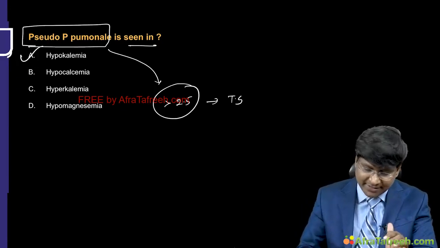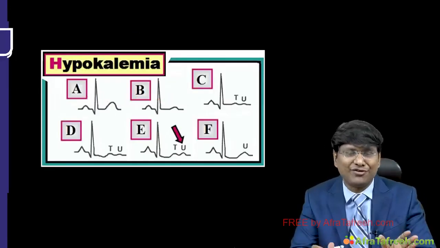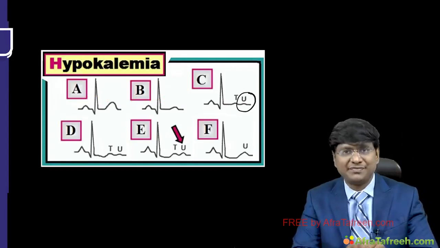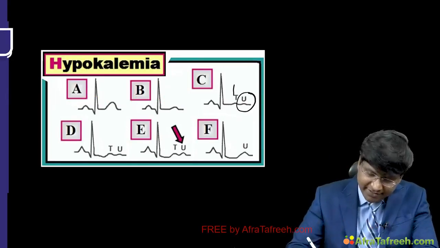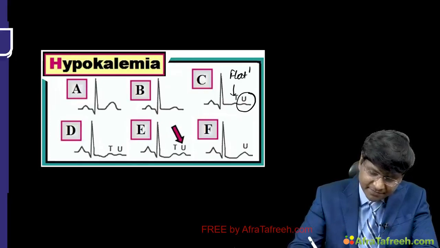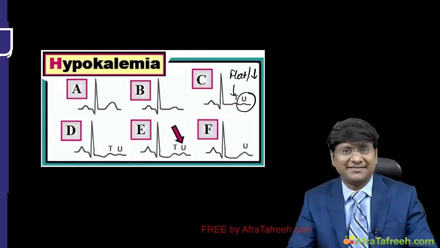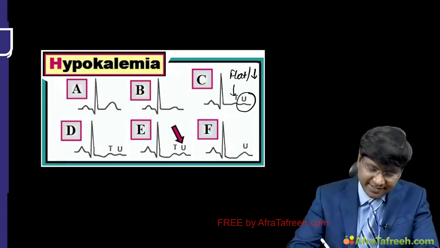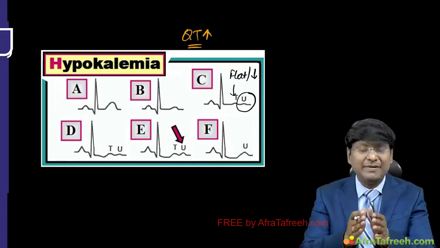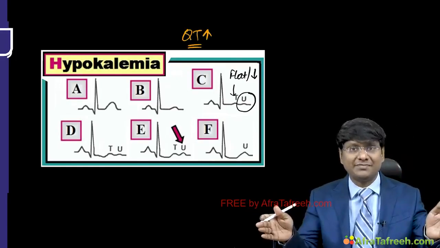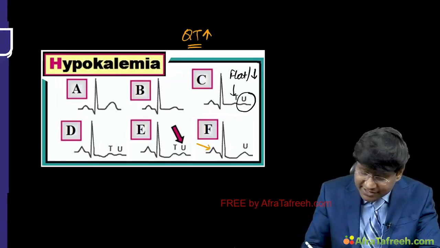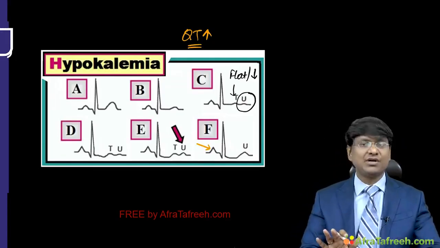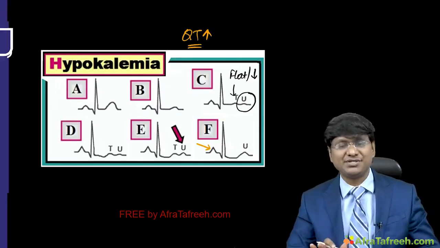In patients with hypokalemia, what are the abnormal ECG morphologies? Number one, you will have the appearance of the U wave. And what will happen to the T wave? The T wave becomes flat, or it becomes inverted. Another important abnormality of the ECG in hypokalemia is that the QT interval will be prolonged. And as I was telling you, the P pulmonale will be there, but it will be a pseudo-P pulmonale. So these are all the ECG changes that you come across in patients with hypokalemia.